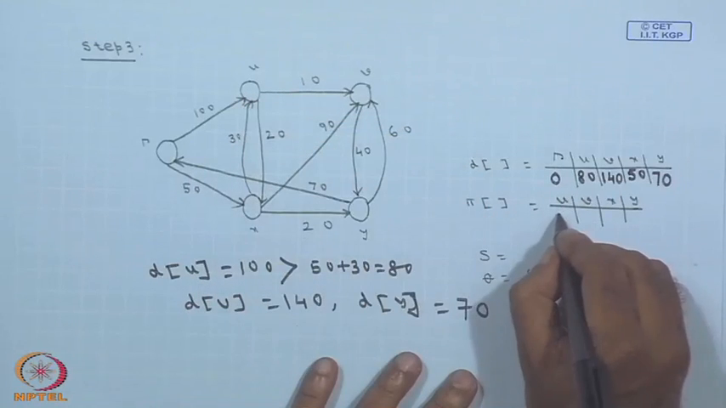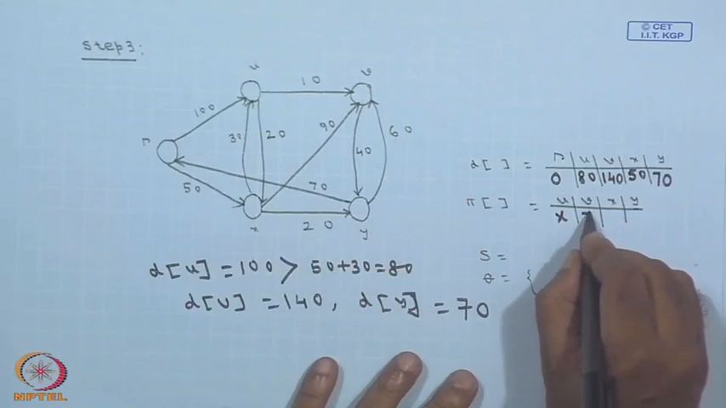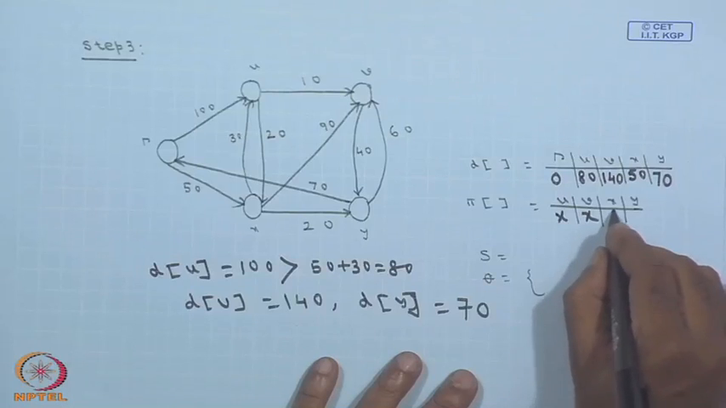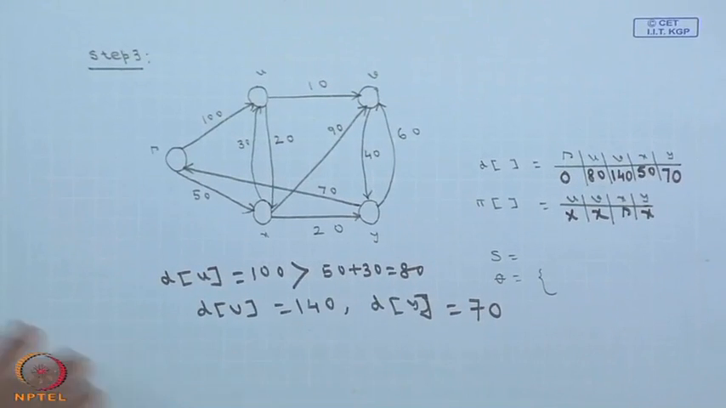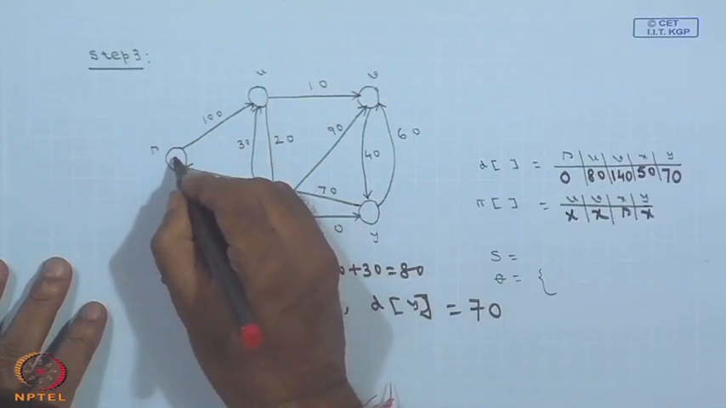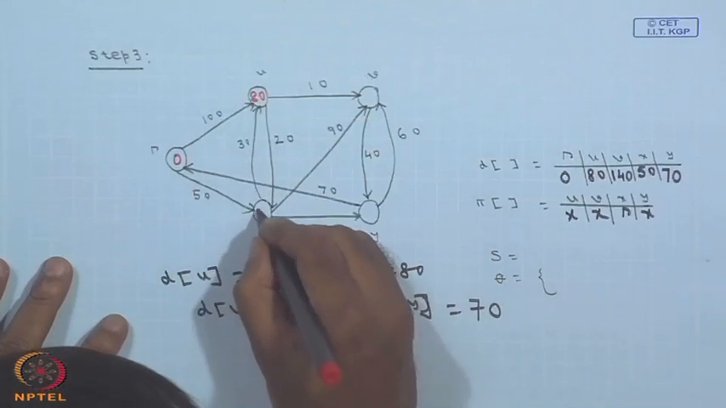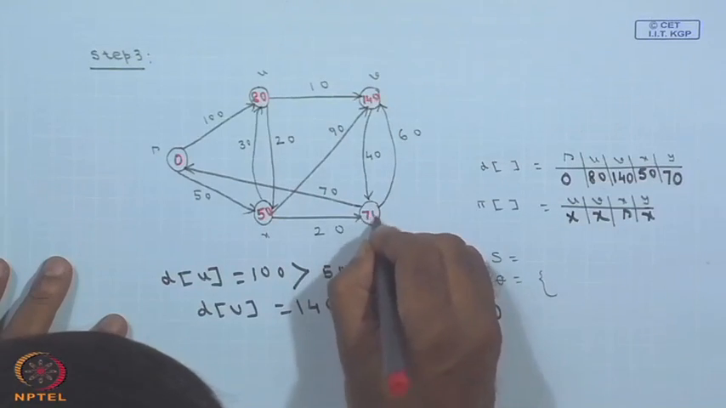So, the predecessor of u has changed now to x. Similarly, for v also the predecessor is x, for x the predecessor is obviously x, and for y also the predecessor is x. So, if you now write down the values, now it is 0, it is 80, this one is 50, this one is 140, and the last one is 70.